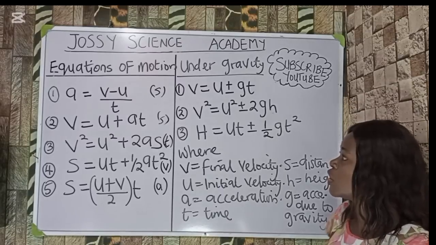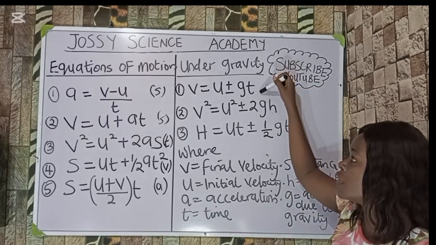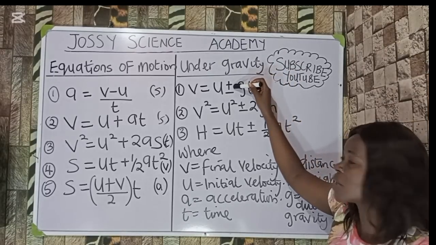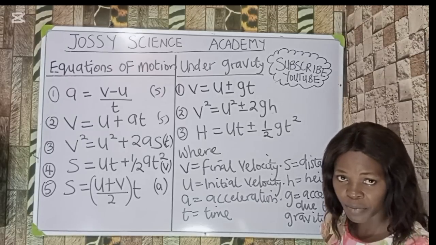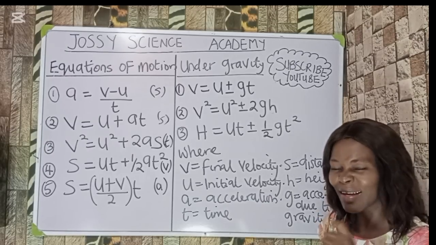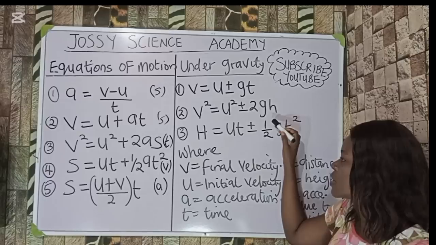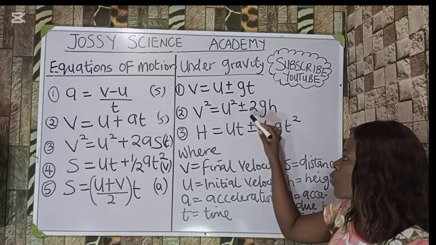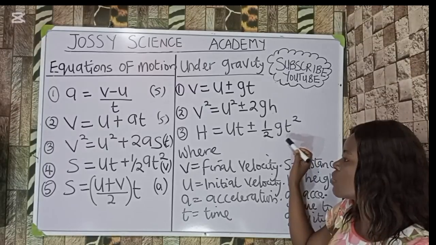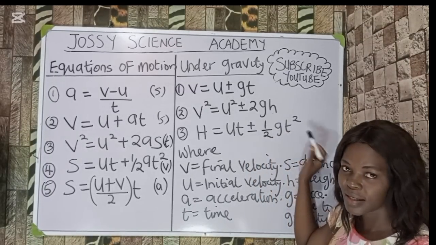Now we're going to use our same equations, but something will change. The first equation becomes V equals U plus or minus GT. You're going to use plus if the body is coming down, and minus if the body is going up, moving against the force of gravity. The second equation is V squared equals U squared plus 2GH. Then the next one is H equals UT plus half GT squared. Is that clear now?